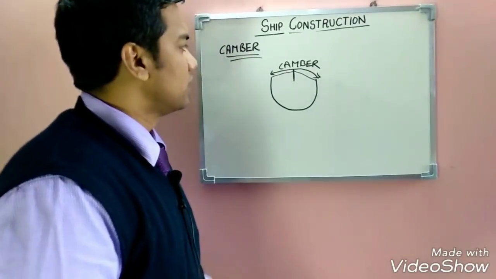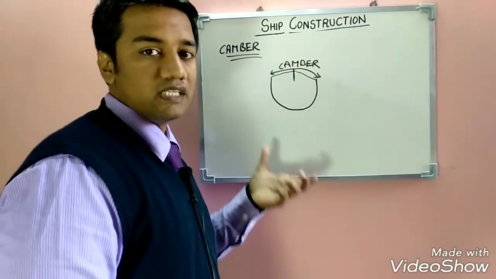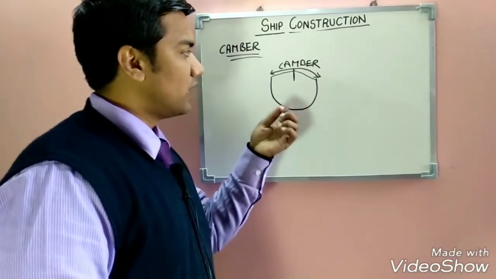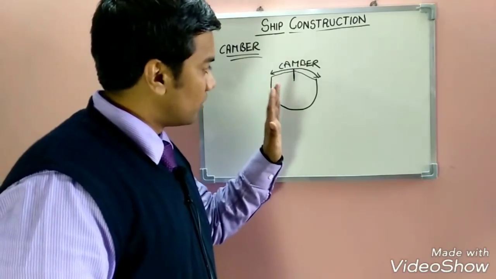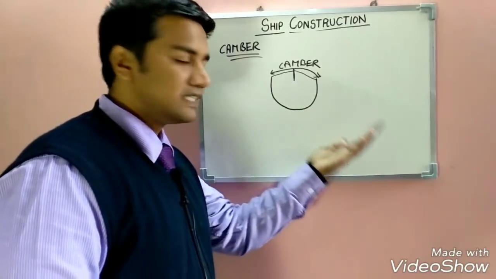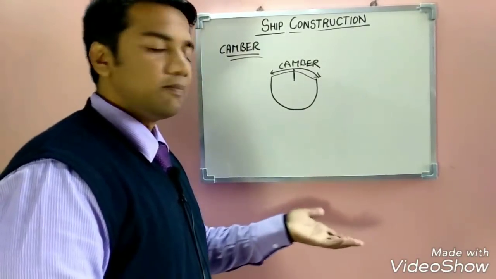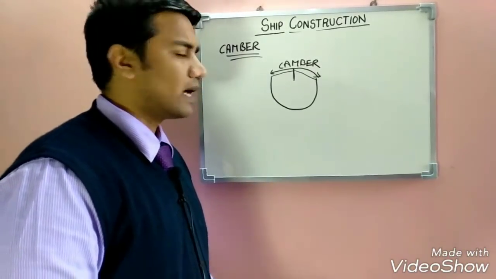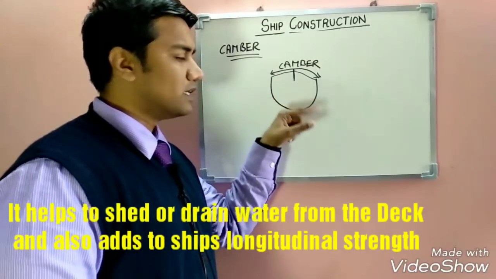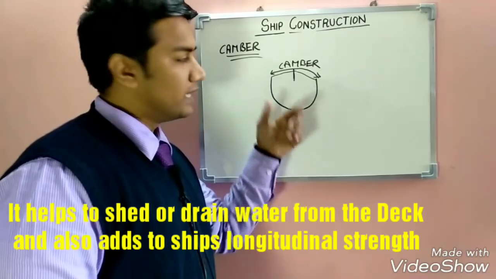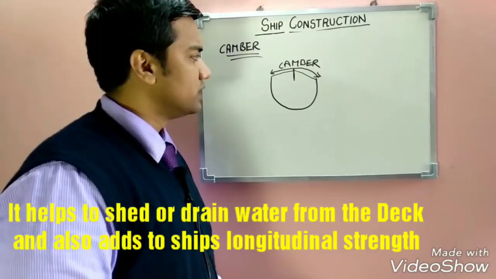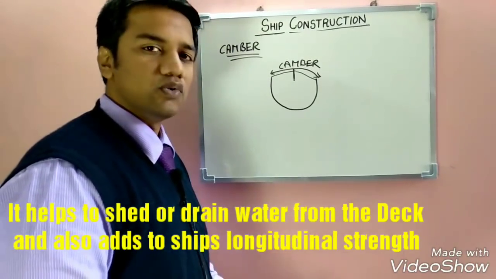Let's revise it once again. Now, camber, the definition is as follows. It is the transverse curvature of the ship's deck, measured at midship from the height of the deck at the center line of the ship to the height of the deck at the side of the ship, either port side or starboard side. So this is what camber is. What's the function of camber? As you can see, this structure helps in easing out the drainage facility. It helps to drain the water easily or drain any fluid. It helps in easy drainage, as well as it provides longitudinal strength to the ship's structure.